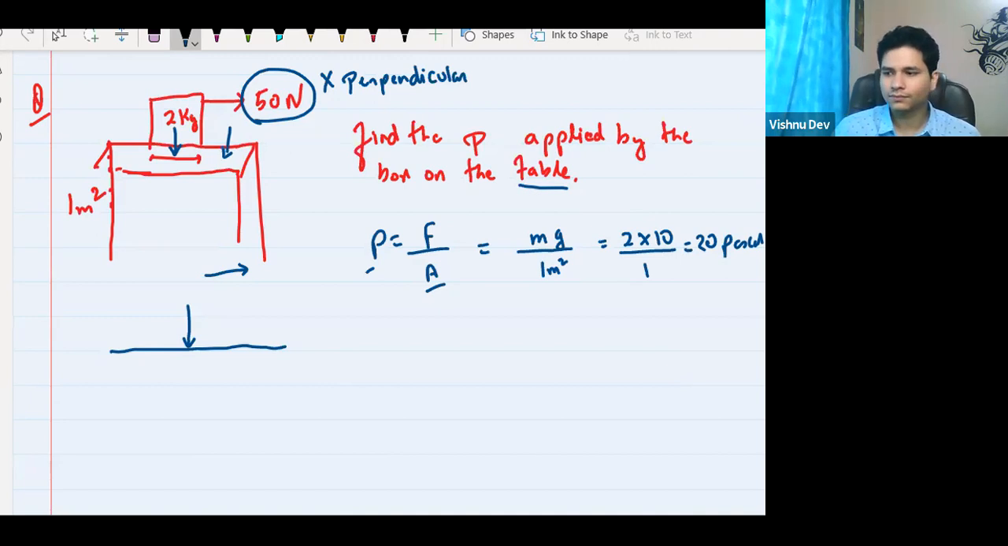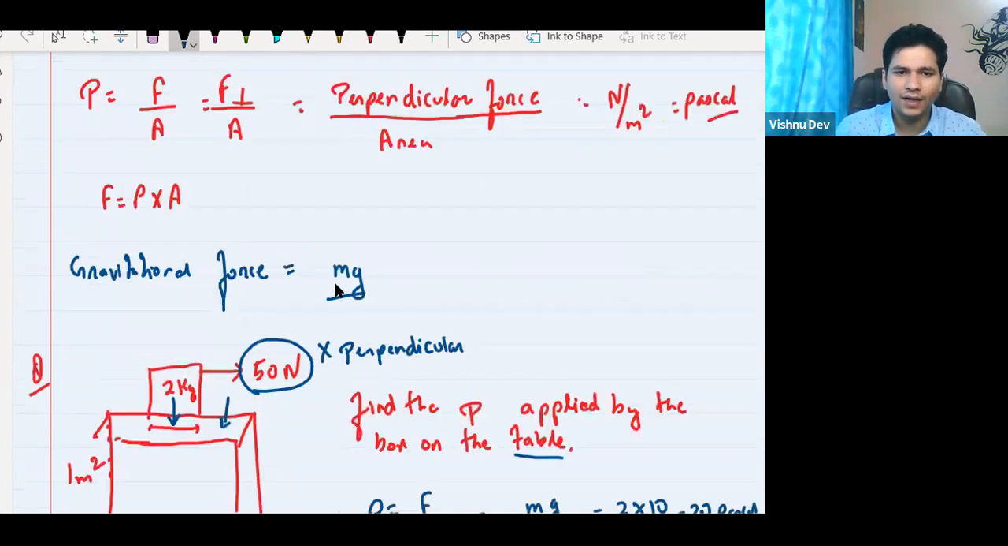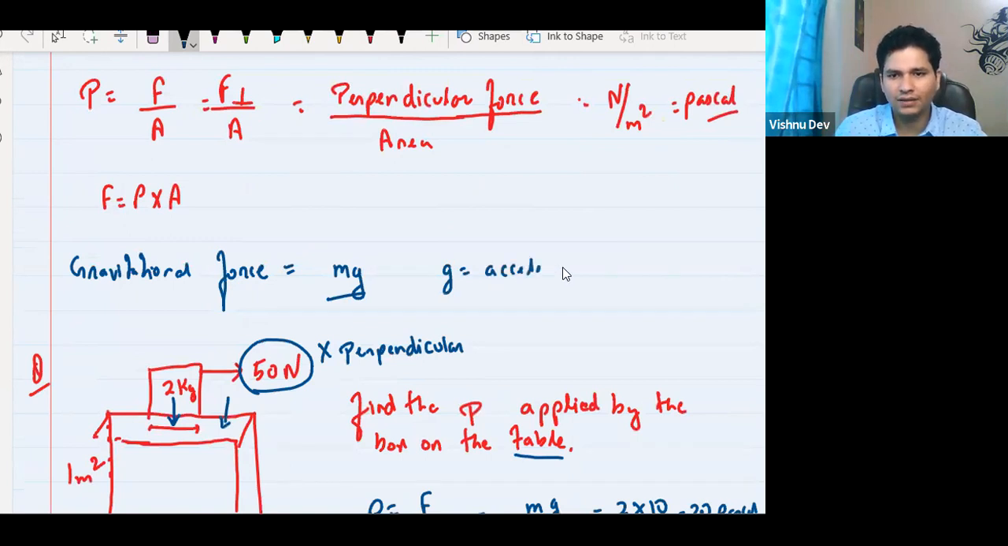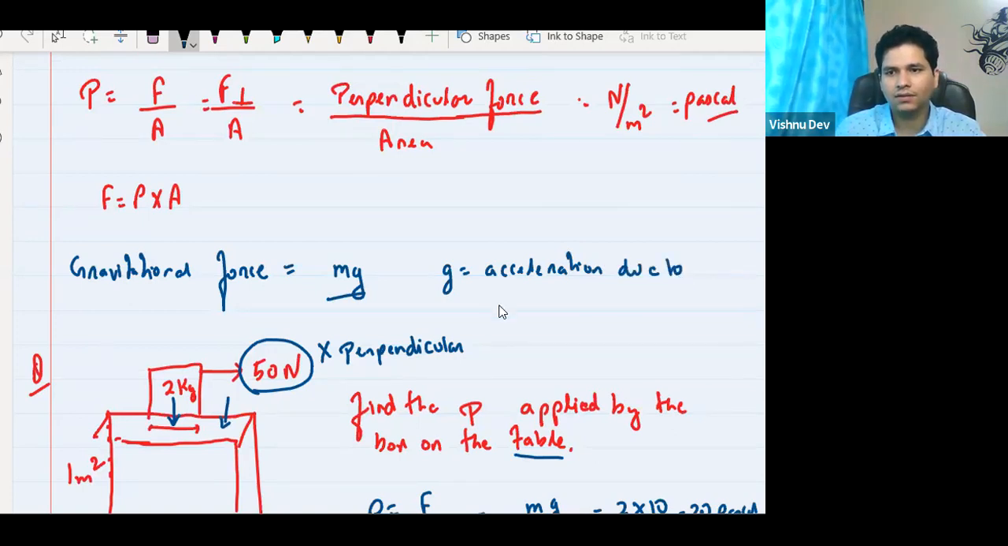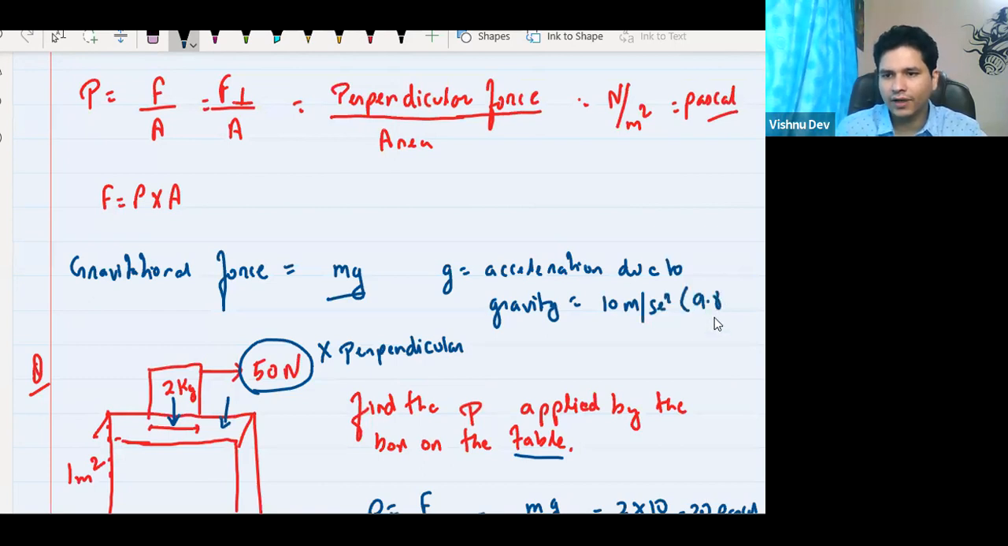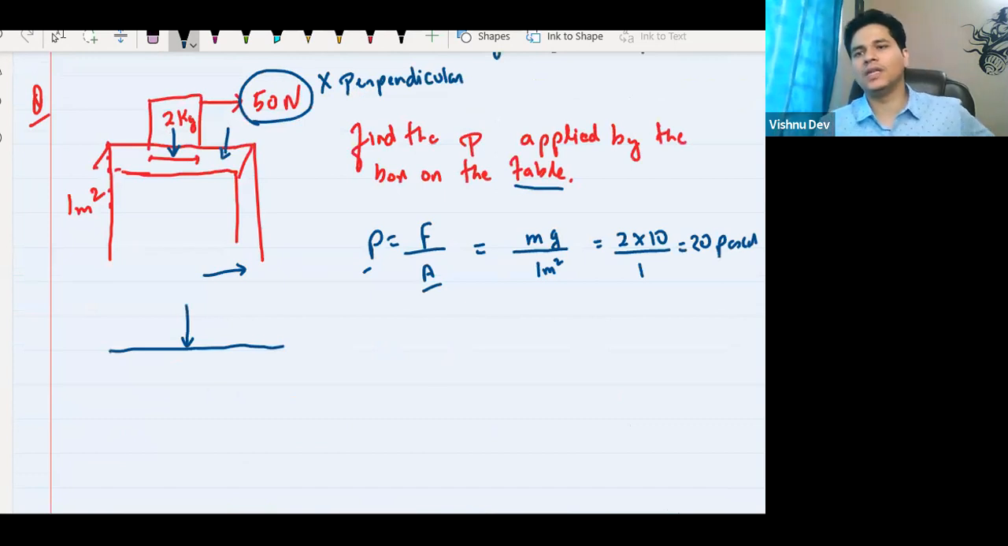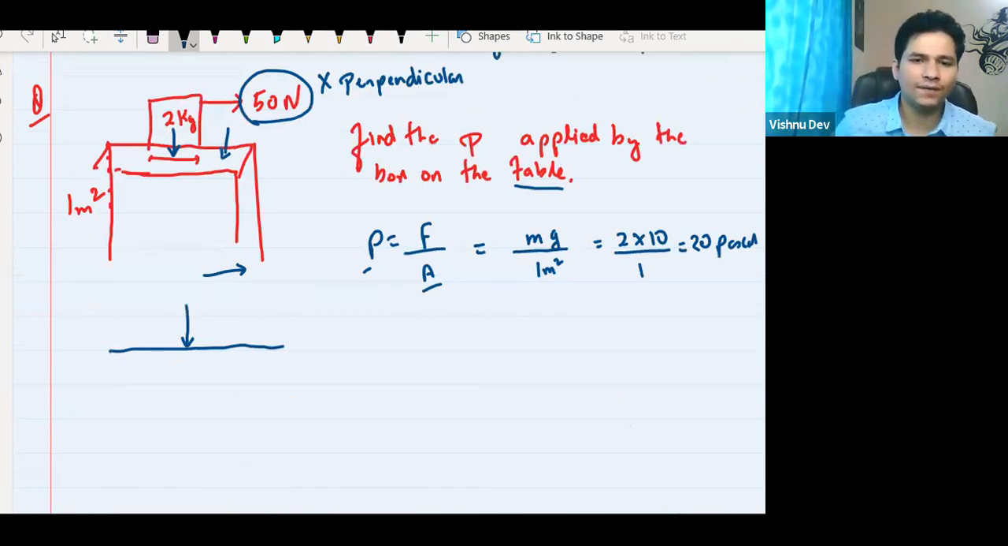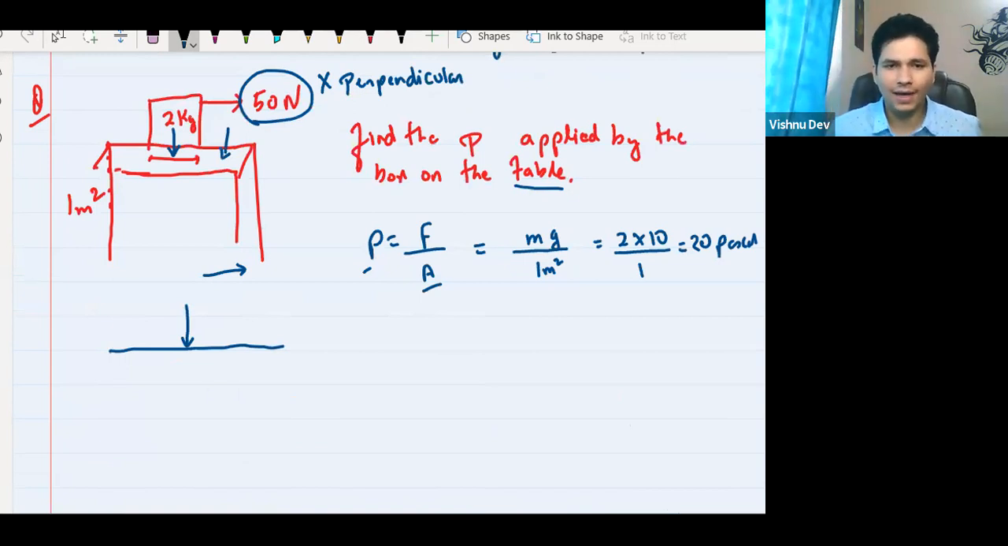Why do we bring 10? What is g? g is acceleration due to gravity. The gravitational force, I told you, is mg. m means mass. And g I will consider as 10 meter per second square. It is generally 9.8, but for simpler calculation I will round it up. What is 2 kg? Kg is the mass of the box. Got it?